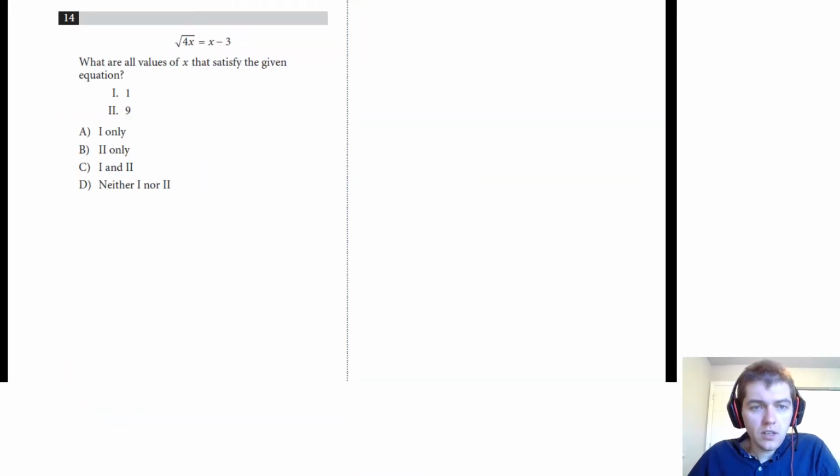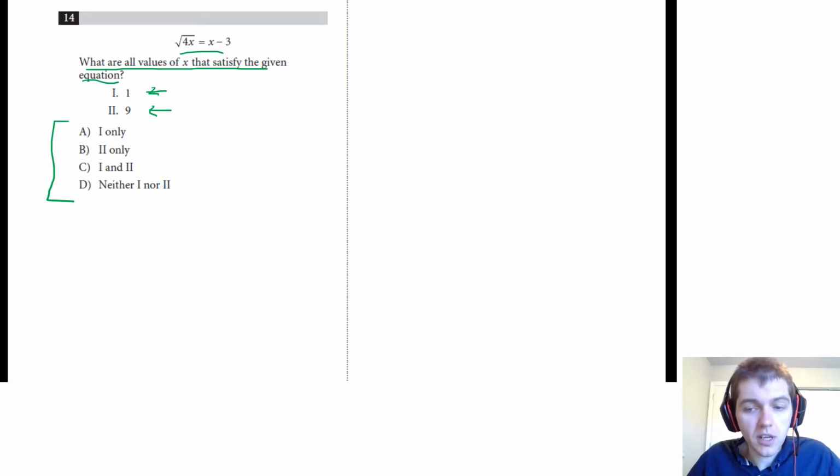Problem 14, they give you an equation up front and ask what are all the values of x that satisfy the given equation, and they give you two options, 1 or 2, and they ask what combination of these options is correct. And on this one, there's work you can do on this equation, squaring both sides, things like that, but they only give you two numbers here. This one just screams to be just plug in and see which ones work. So you can go ahead and take the square root of 4 times 1. So we're trying option 1 here right now.